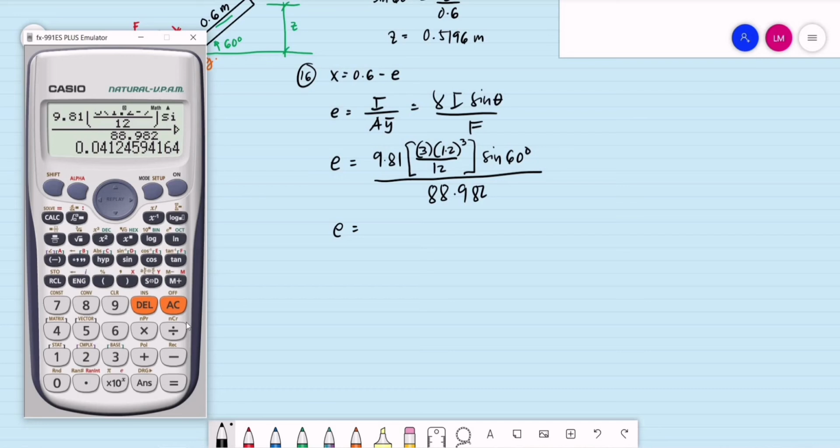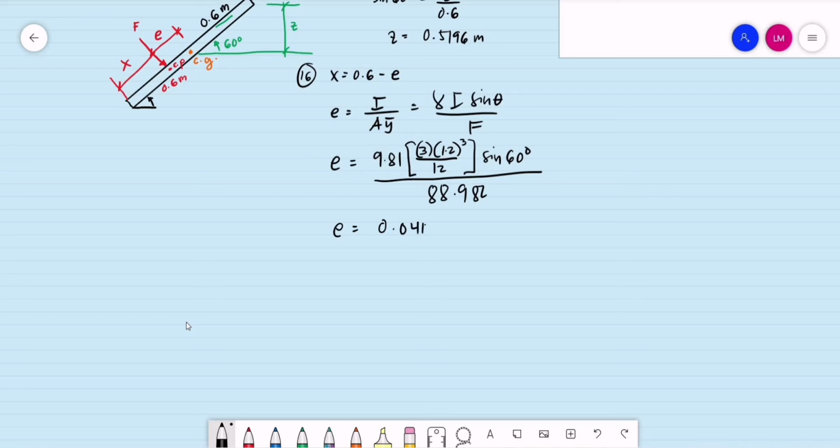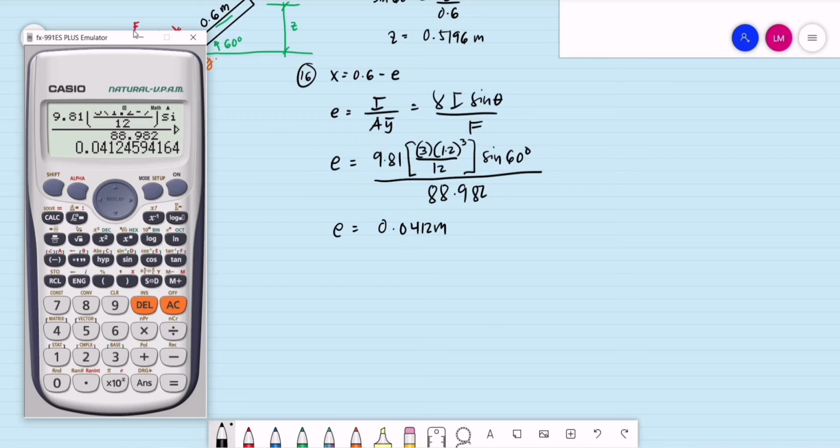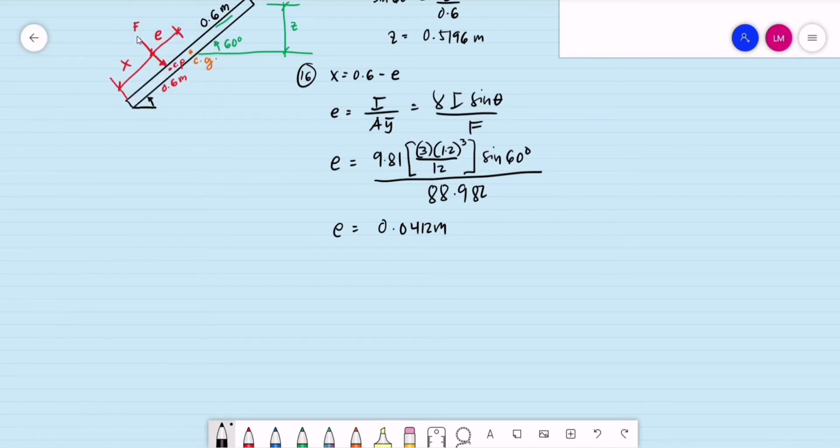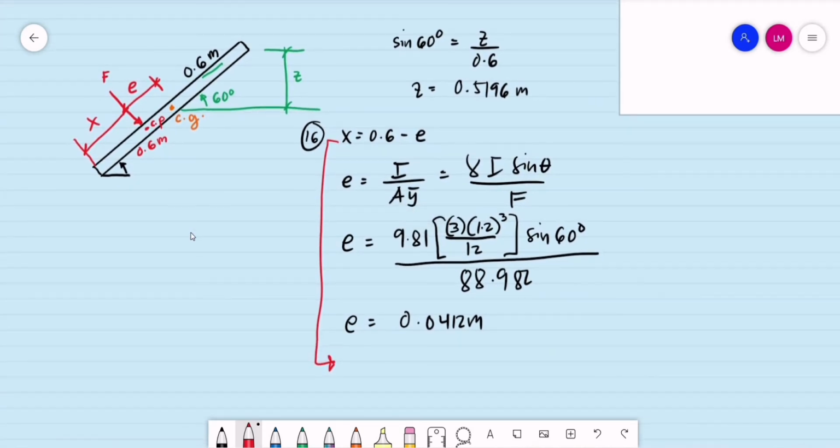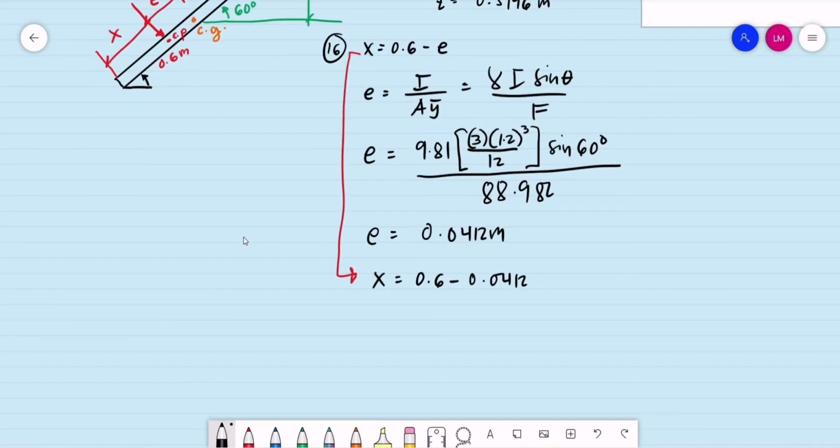So that's equal to 0.0412 meter. Check natin ulit. 0.0412 meter. Okay? So, again, ano yung hinahanap natin dito? That is the value of x. Gaano kalayo yung point of action ng force from the bottom of the gate. So, we have the value of x is now equal to mid-depth ng gate, 0.6 minus eccentricity 0.0412 meter. So, ito yung required sa number 16.